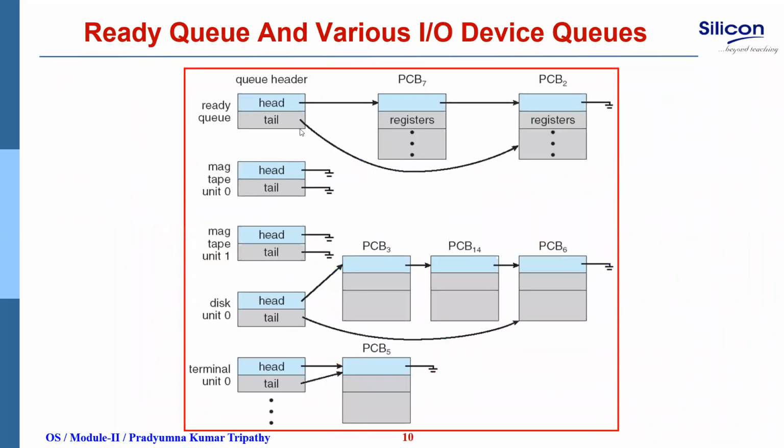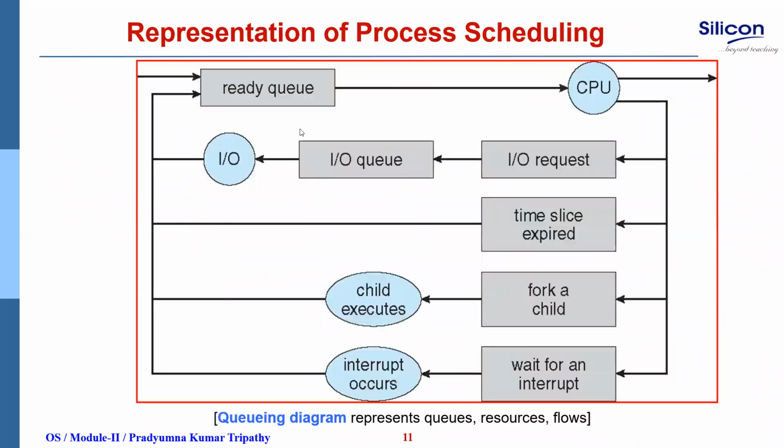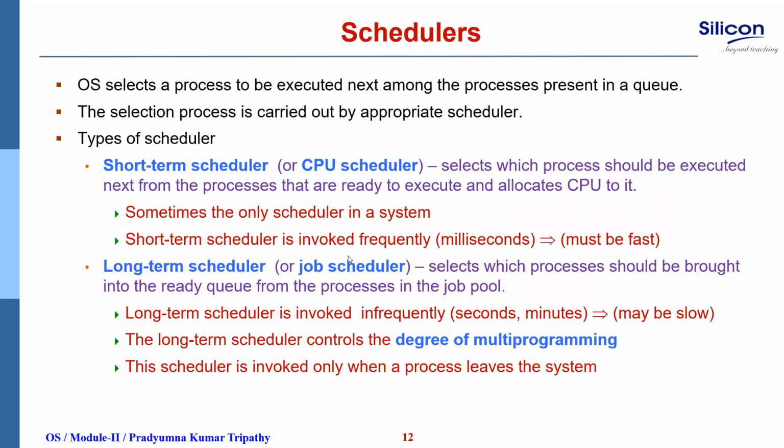When one of the processes exits or completes, another process will be brought to the ready queue. Bringing the process to the ready queue is the work of the long-term scheduler. Giving a process to the CPU is the work of the short-term scheduler. Bringing a process to the ready queue from the job pool is the long-term scheduler. I think these two are understood.